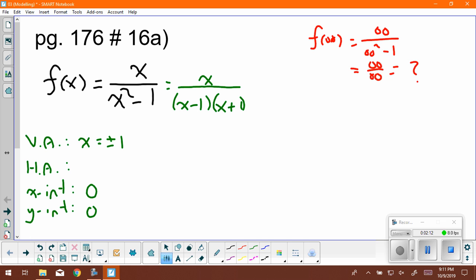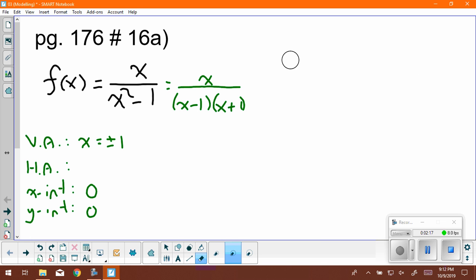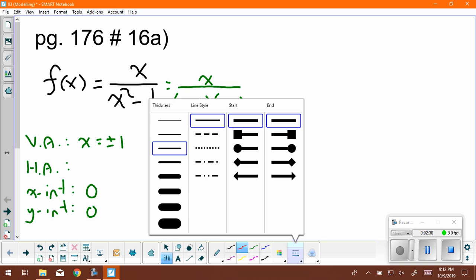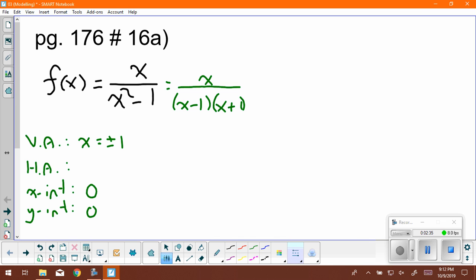So to get around that, what we're going to do in our function is divide top and bottom by x. So I take everything in my original expression and divide it by x. On the side here, we'll write that down. On the top, I would have x divided by x, which is 1. In the bottom, I have x squared divided by x, which is x. And then I have 1 divided by x.